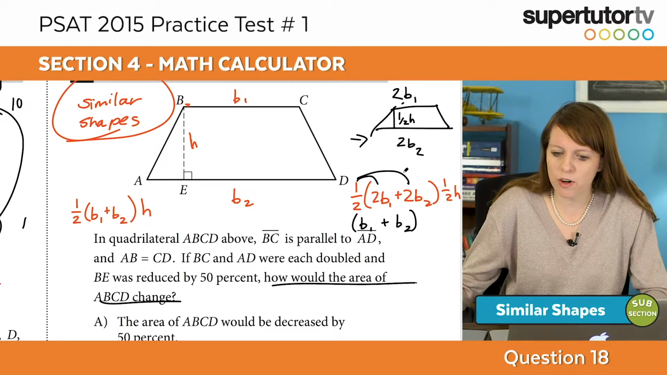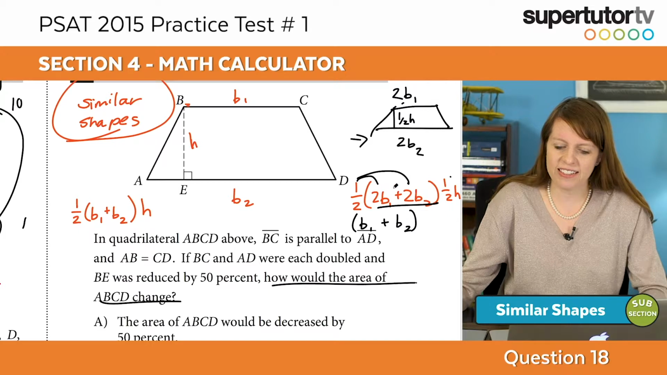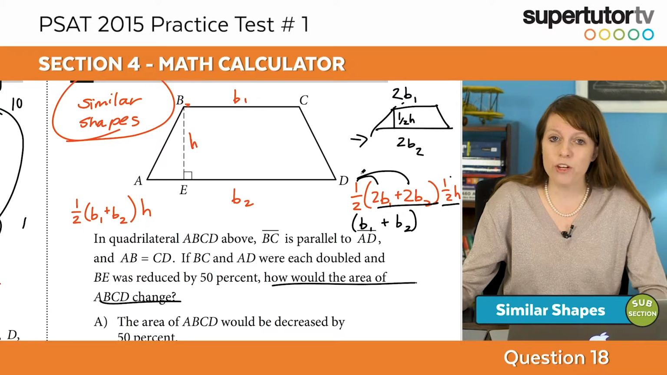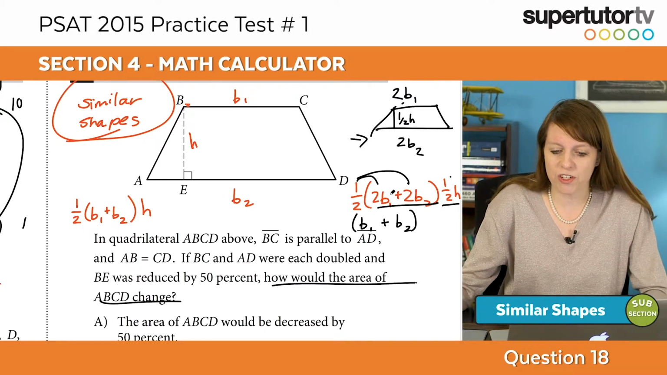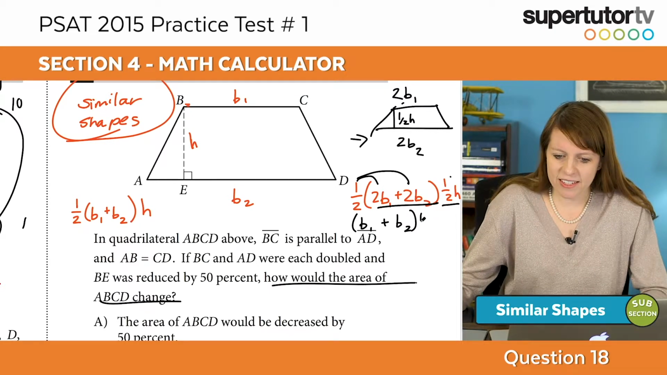Now, I never distribute across multiplication. Do you see how this is added and then this is multiplied? When you distribute, you don't distribute across multiple things that are multiplied. You just distribute across the thing that's right next to it, and that's it. So now I get this times 1/2 H.